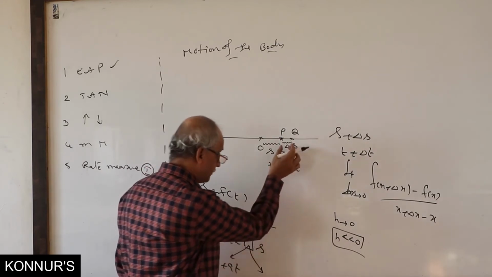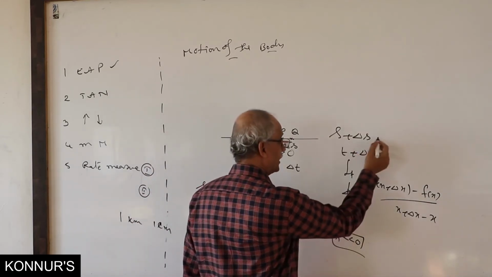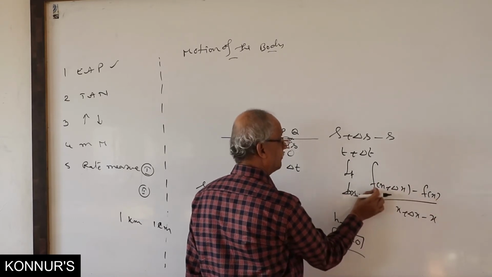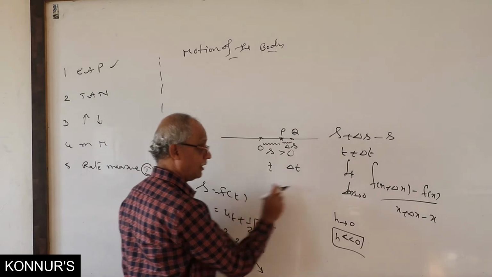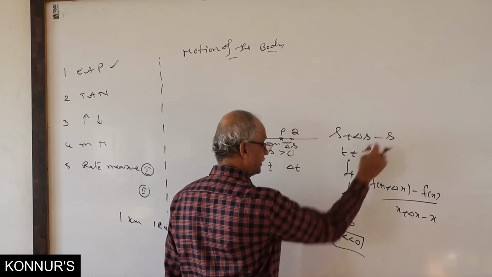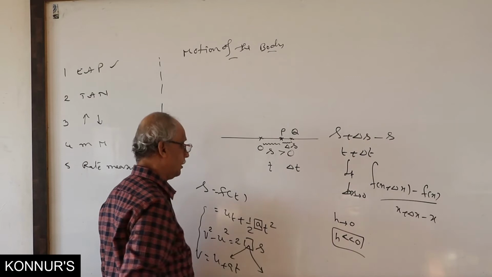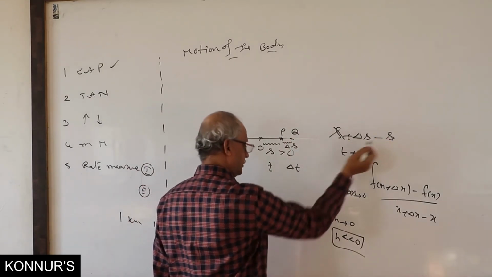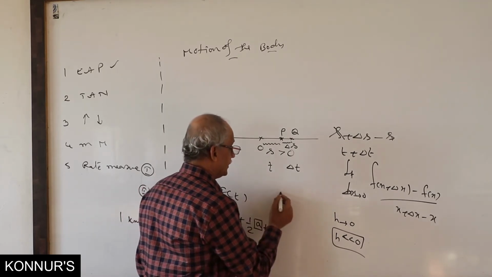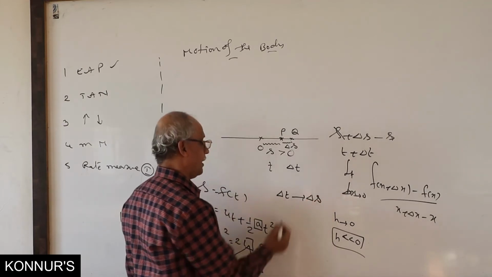Now consider only this difference. What is the difference? s plus delta s minus s. What is s here? f of t plus delta t minus f of t. That is the meaning, indirectly the same we are explaining. Now s cancels, understood? That means in delta t seconds the change in the distance is delta s.